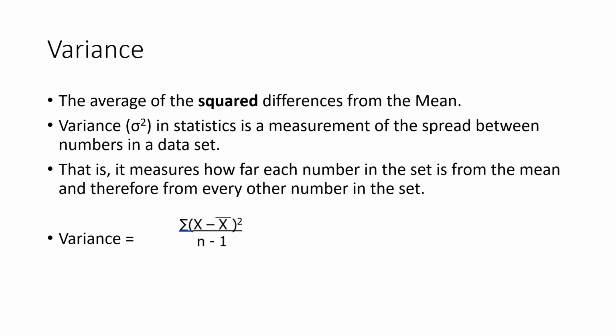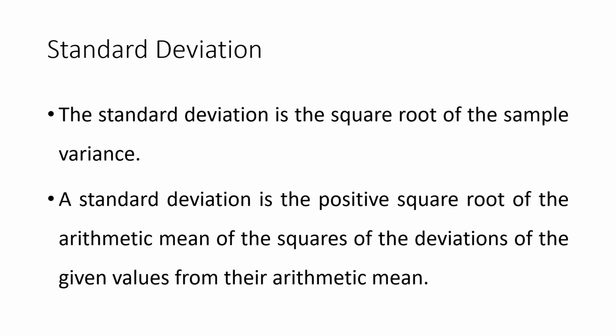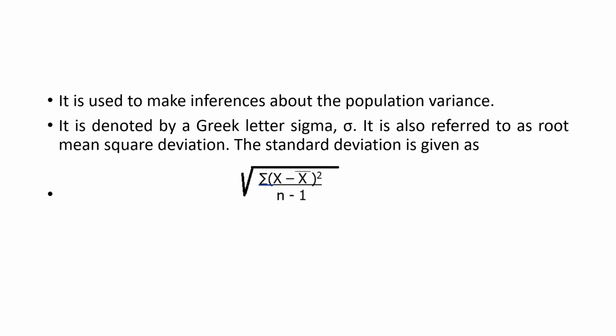The standard deviation is the square root of the variance. The standard deviation is the positive square root of the arithmetic mean of the squares of the deviations of the given values from the arithmetic mean. So when we have our variance, all we need to do is find the square root. The formula inside the square root is the same as that of the variance, meaning you must compute your variance first. After computing your variance, you find the square root of that, which will give us the standard deviation.